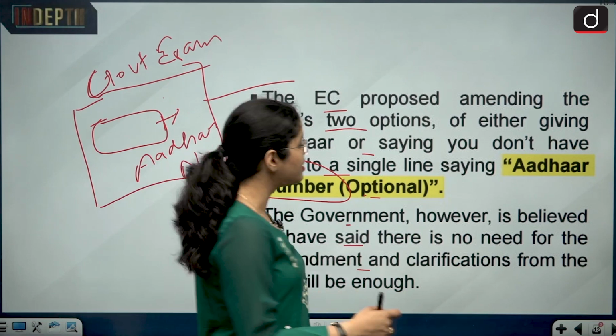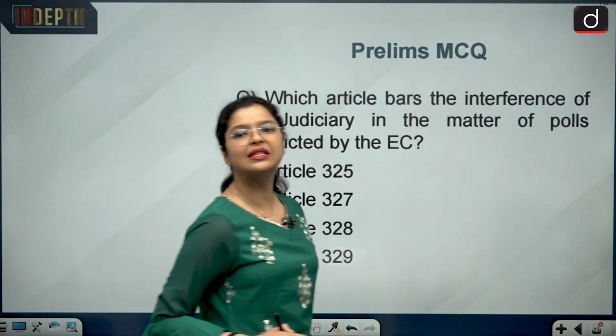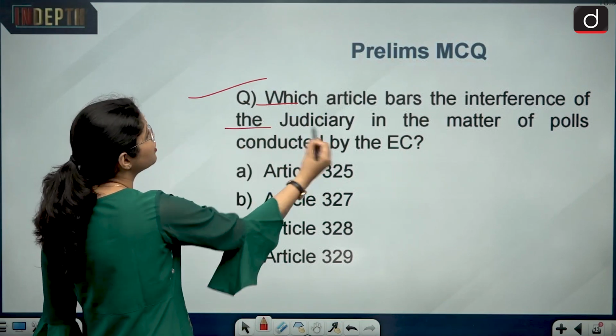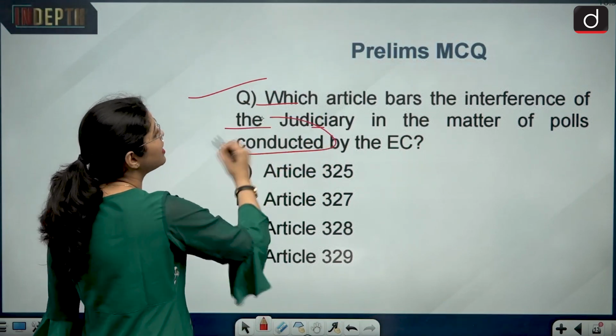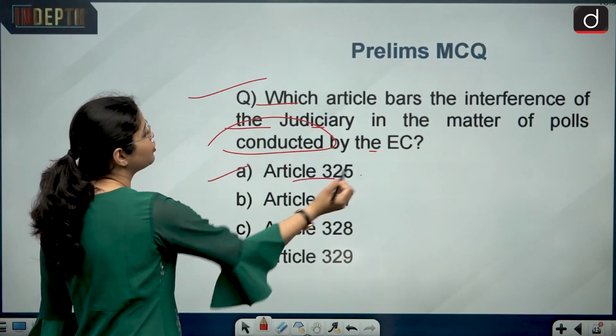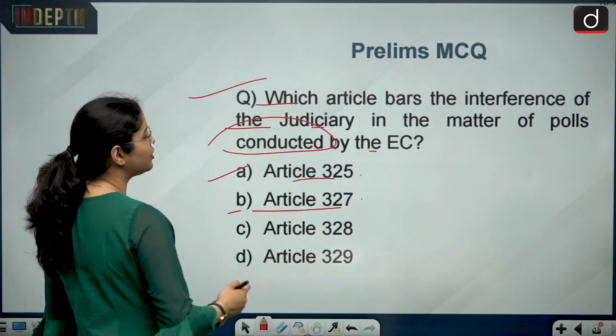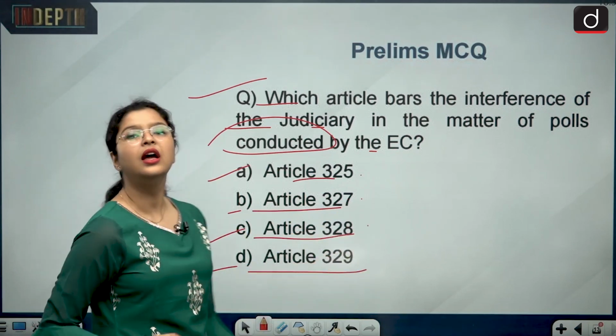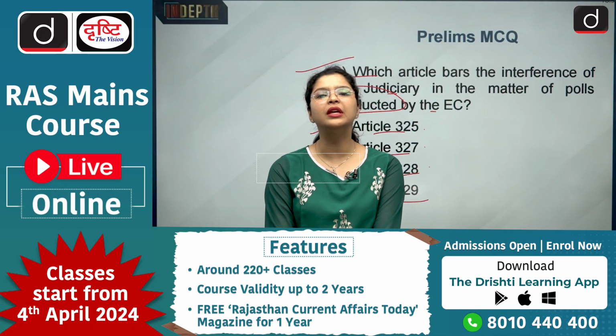Now let us discuss a practice question for your prelims examination. So the question is, which article bars the interference of the judiciary in the matter of polls conducted by the Election Commission? Your options are: option A is Article 325, option B is Article 327, option C is Article 328, and option D is Article 329. And this answer will be given by you to me in the comment box below.